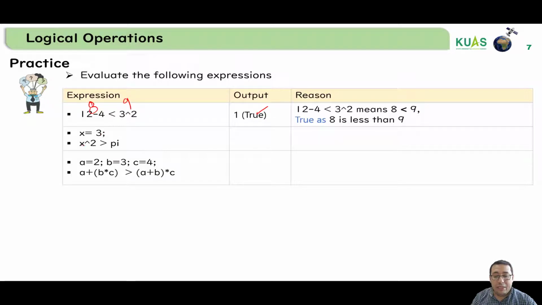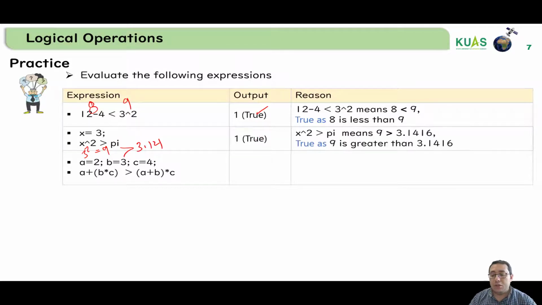And the second question is x equals 3. Is x to the power 2 bigger than pi? So this part, 3 to the power 2, is equal to 9. Is 9 greater than pi, and pi value is 3.14? Is 9 greater than 3.14? The output is true because 9 is greater than 3.14.